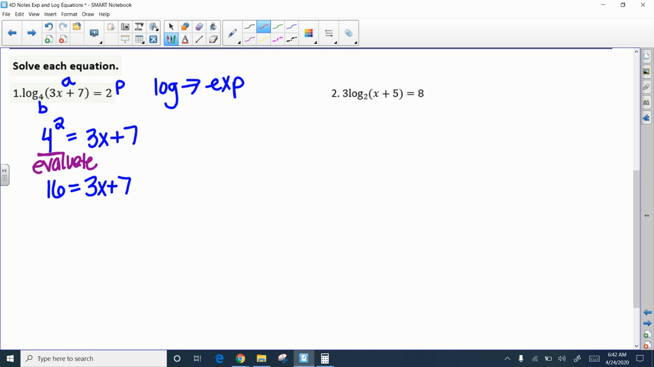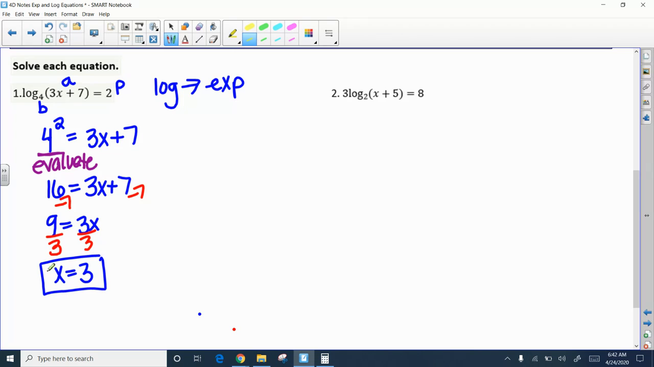This is now just a linear equation. And now step 3 was to solve for x. So now I'm just trying to isolate the x. To do that, I would subtract 7. That's going to give us 9 equals 3x, and divide by 3, and we get x equals 3. Okay, so that's our solution. So we did step 3, we solved for x.